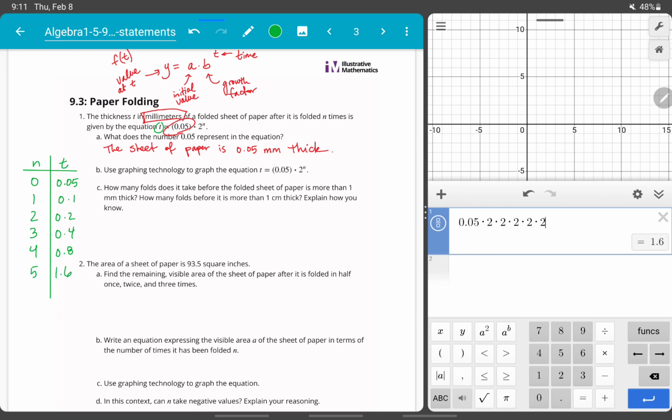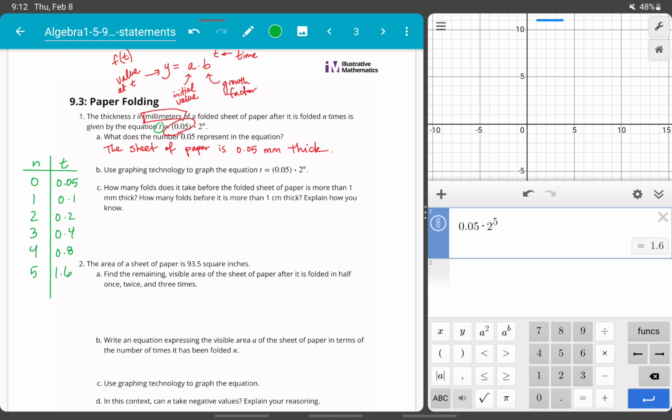Now, of course, the key idea of this unit is that we don't want to be multiplying by 2 that many times. So we really should be using exponents. So we can get 2 to the first power, 2 to the second power, 2 to the third power, 2 to the fourth power, 2 to the fifth power, like that.